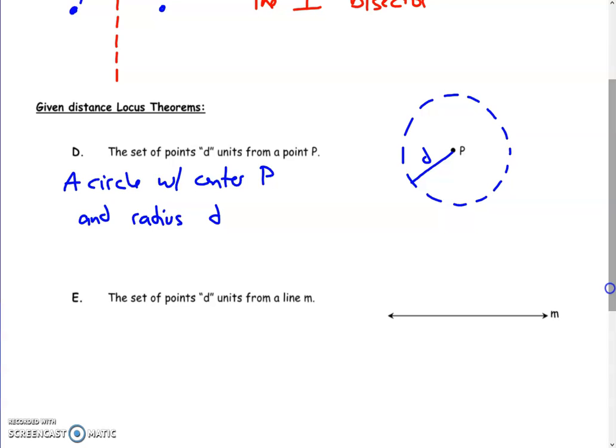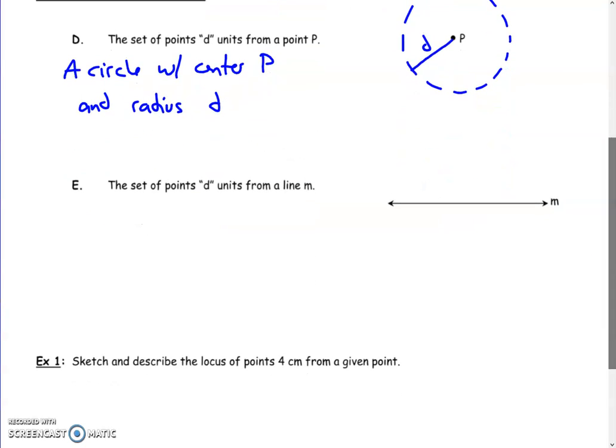And then the last one, the set of points D units from a line. So this line right here might represent a stream, a river, and the directions are you have to always be 20 feet away from the stream at all times. What would that look like? It would look like these two paths here. You could be D units away up above, or you could be D units away on the other side.